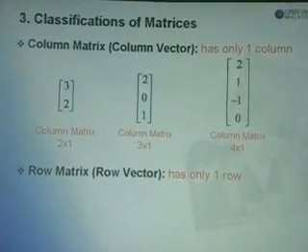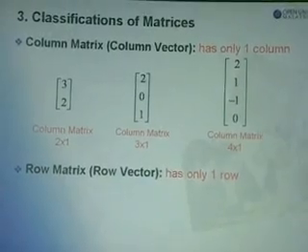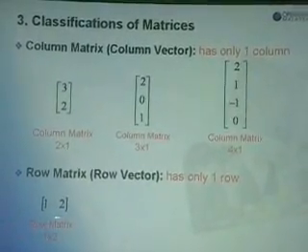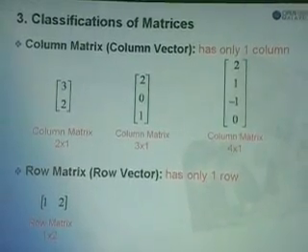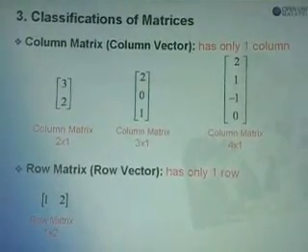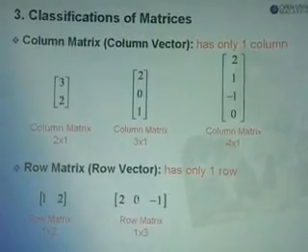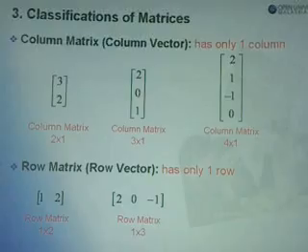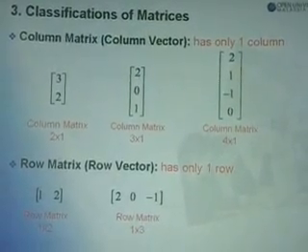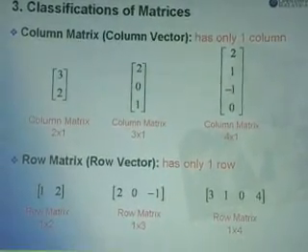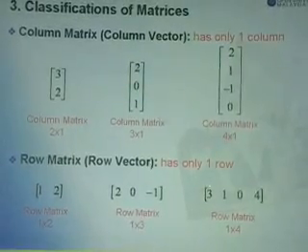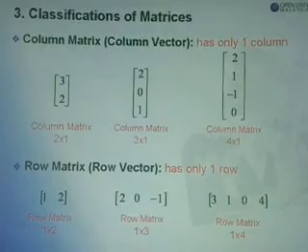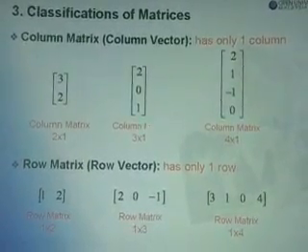Then next we have the row matrix or row vector. In this type of matrix, we only have one row. For example, in this matrix we have one row but 2 columns. So we call this a row matrix 1 by 2. In the next example, there is 1 row and 3 columns. So we call this a row matrix 1 by 3. In the other example, we have 1 row and 1, 2, 3, 4 columns. So we call this a row matrix 1 by 4.